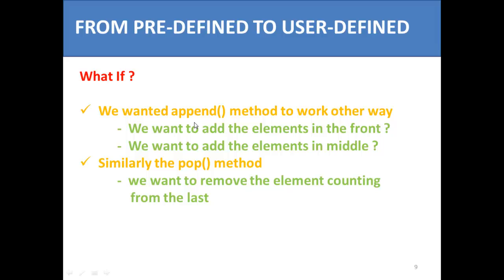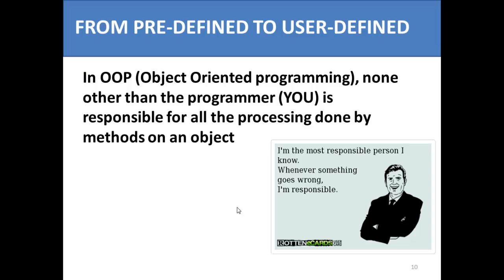If you wanted to do something out of the league, so here is another option for you: you want to add an element in the middle of the list. As I said, there are some predefined methods in the Python library which allow you to do this, but for creating your own, you need to know about classes. You have to create your own class and make it work in the way you want. Similarly, the pop method: what if you want to remove the element counting from the last, not from the 0? That's also an application of creating your user-defined classes.